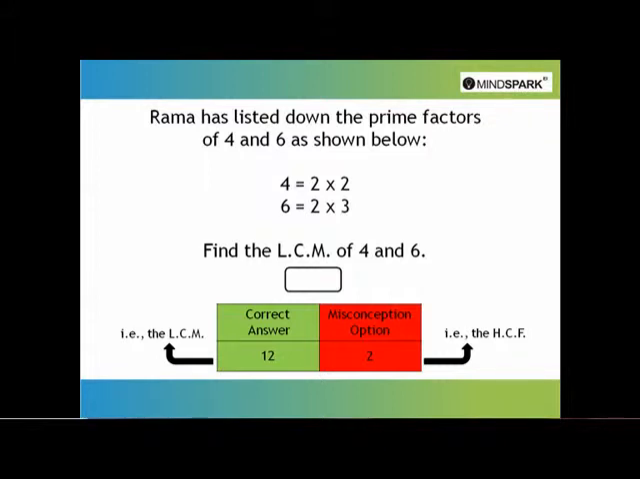This question has been taken from Mindspa. It was asked to the students of grade 6. The question reads, Ram has listed down the prime factors of 4 and 6 as shown below. 4 is equal to 2 into 2, 6 is equal to 2 into 3. Find the LCM of 4 and 6. As we can see, the question is quite straightforward and is asking the students to find the LCM. The student has also been provided with the factors of each of the given numbers. Therefore, it should be extremely easy for a student who knows the concept to get to the correct answer, that is 12.